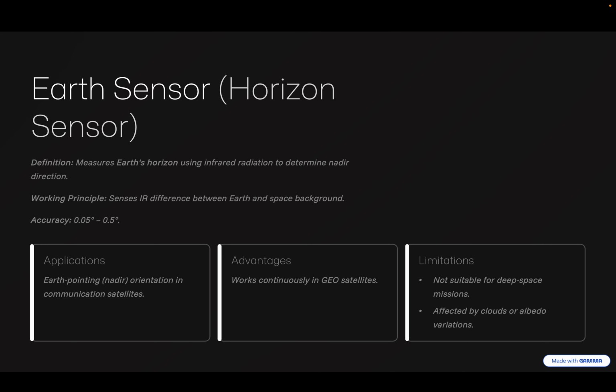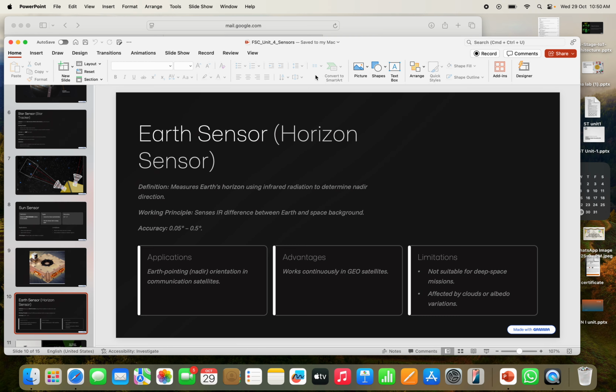The working principle here is that it senses the IR difference between Earth and the space background. And according to that, we'll identify the position of the Earth. So like this, we have different types of sensors.